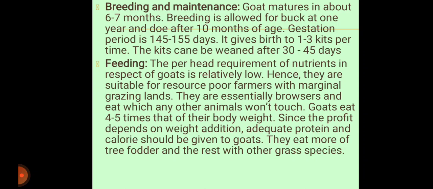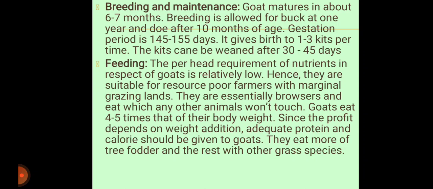Breeding and maintenance. Goats mature in about 6 to 7 months. Breeding is allowed for buck at 1 year and doe after 10 months of age. Gestation period is 145 to 155 days. It gives birth to 1 to 3 kids per time. The kids can be weaned after 30 to 45 days.